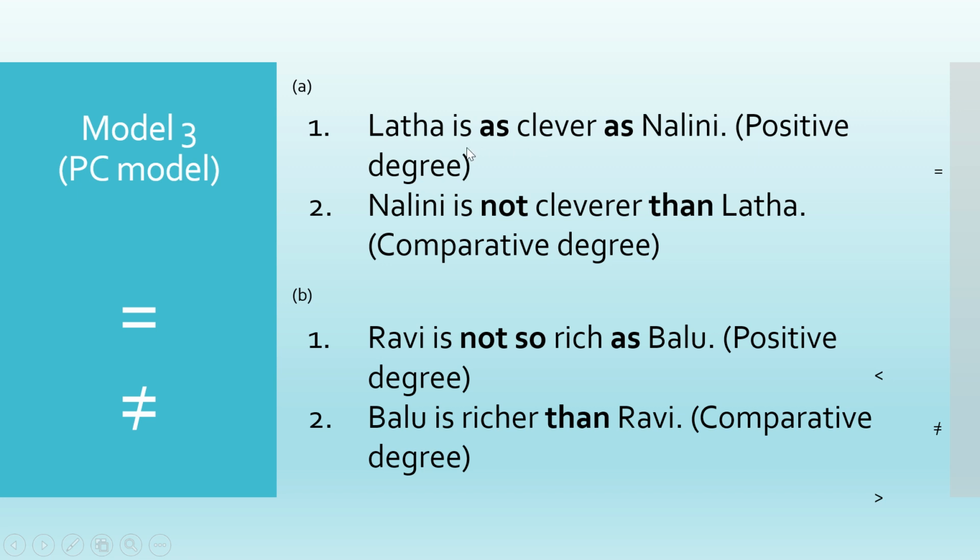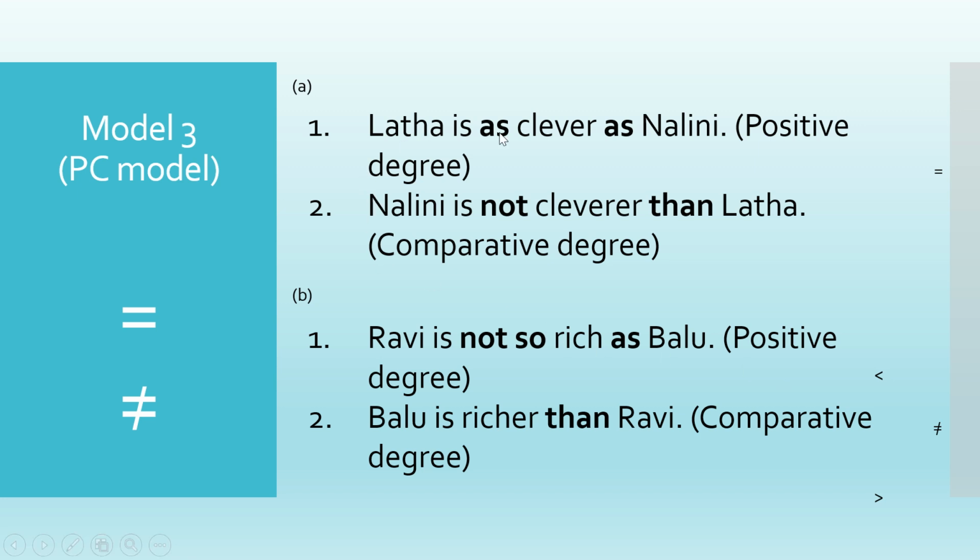For example, positive degree: Lata is as clever as Nalini, which means they are equal in cleverness. If you want to compare it, Nalini is not cleverer than Lata, or vice versa: Lata is not cleverer than Nalini is also correct. And the second example is the non-equation. Ravi is not so rich as Balu, that is in positive degree.